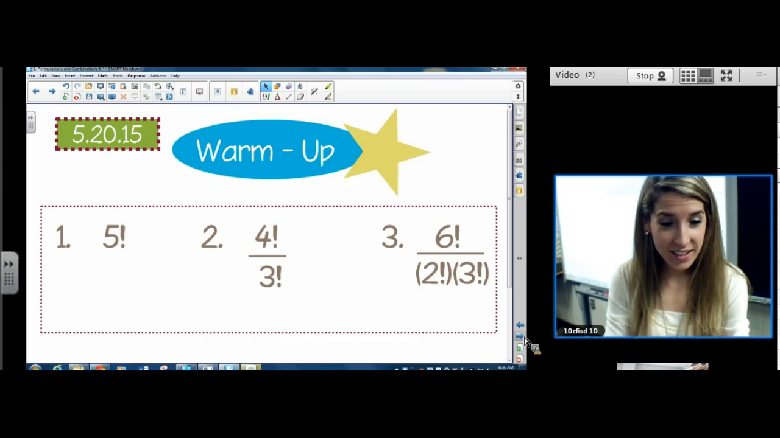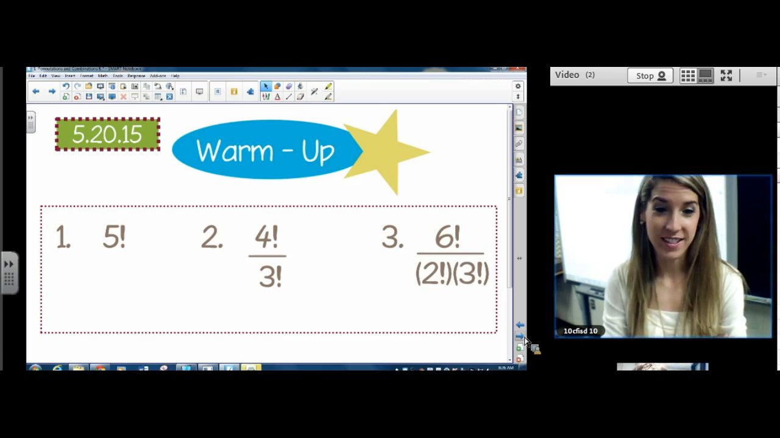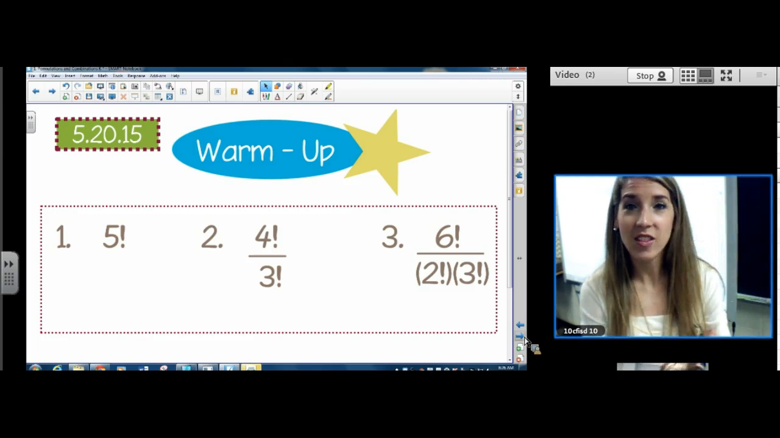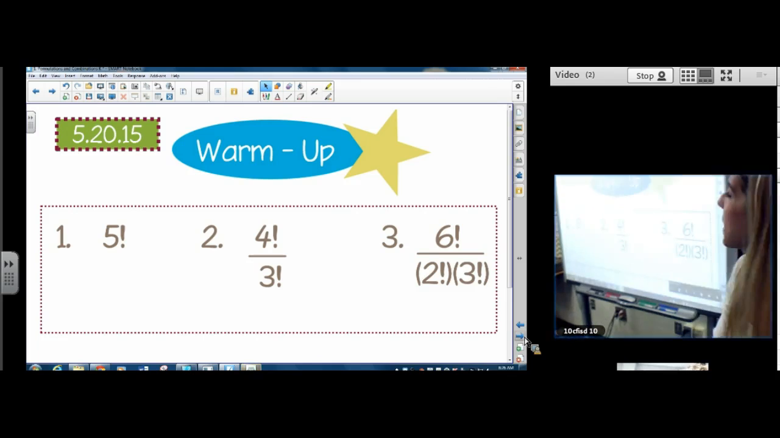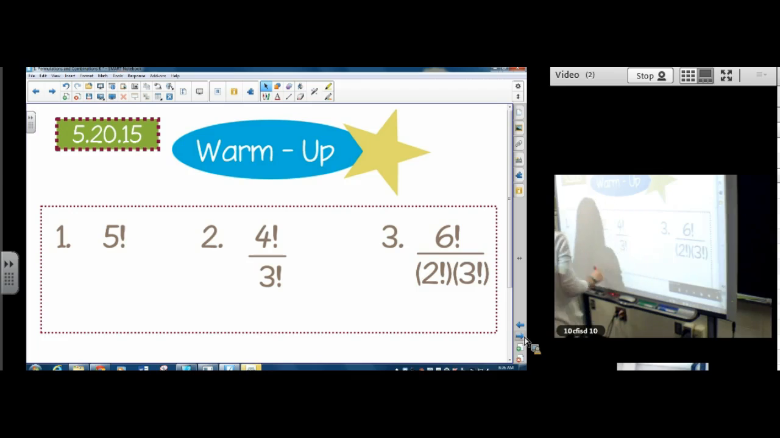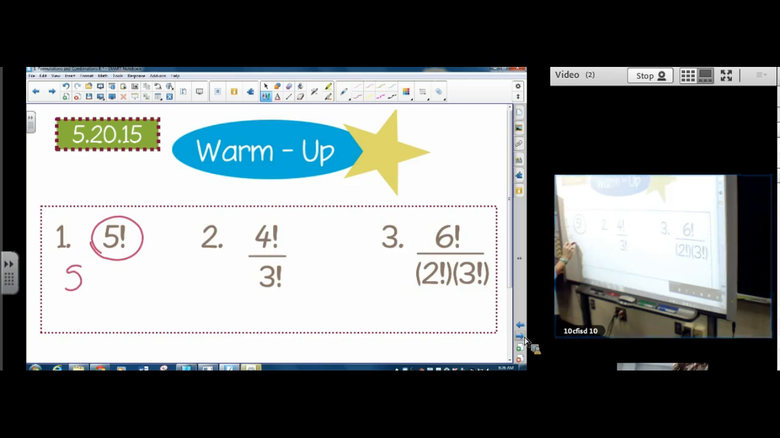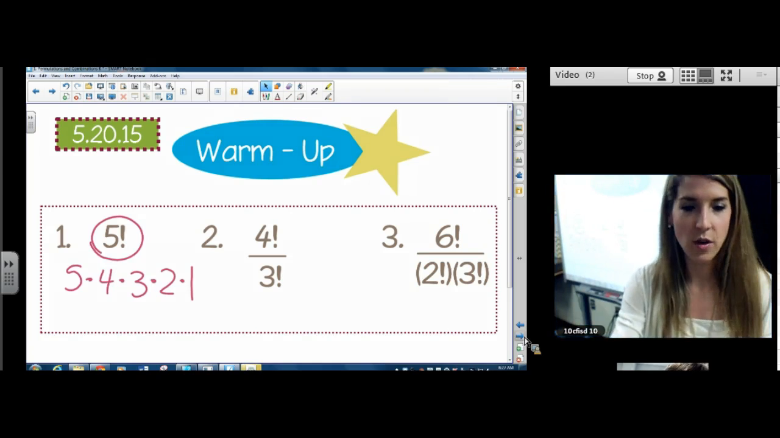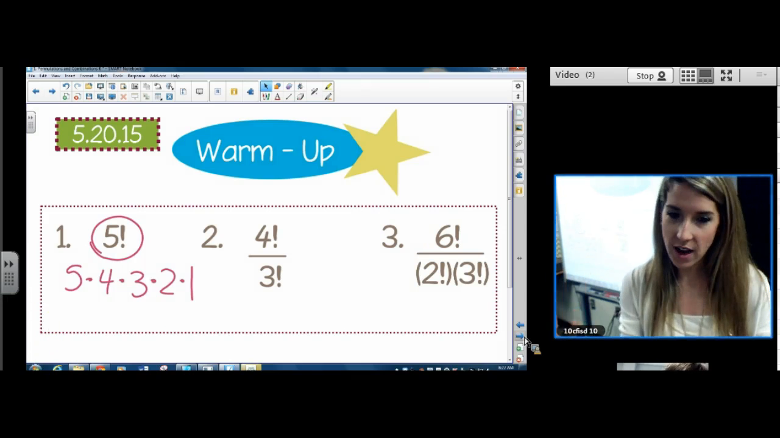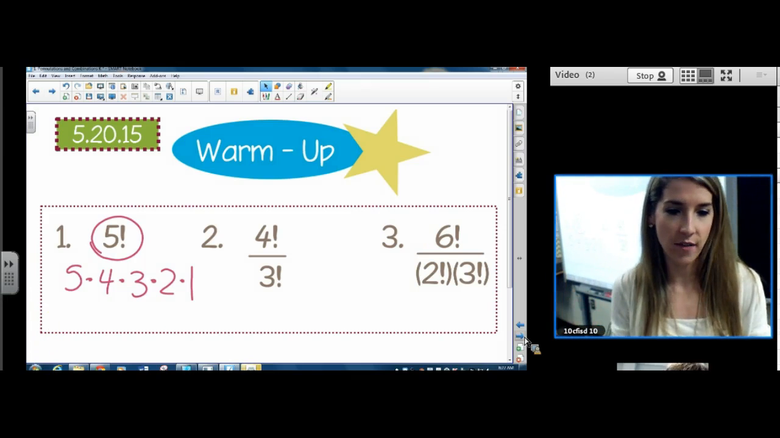These are called factorials. Let's talk about what a factorial is, and then today in the lesson you'll find out why people use factorials. Okay? So, a factorial is when you take a number, an integer, and you multiply it by the descending integers all the way to 1. So 5 factorial is 5 times 4 times 3 times 2 times 1. The 1 is, of course, unnecessary, but it is part of the definition of a factorial.